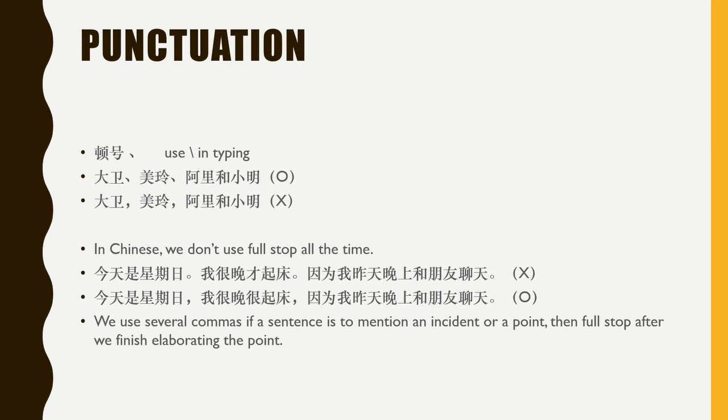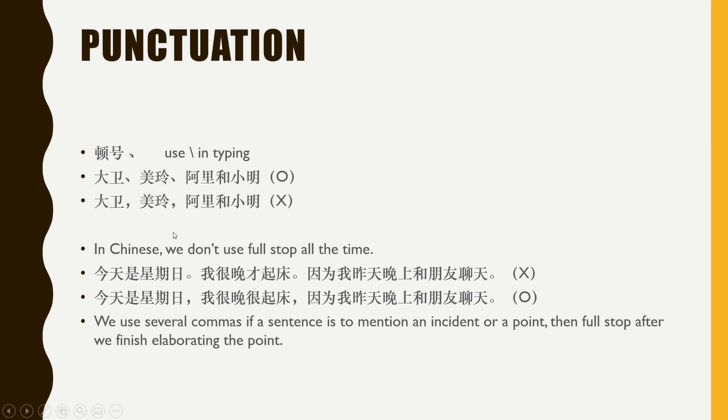In Chinese, when you want to list A, B, C, and D, let's say these a few persons: 大卫、美玲、阿里和小明. So after 大卫 you put 1 顿号. 美玲 then 顿号. Ali and 小明. So in Chinese we don't use comma, 大卫, 美玲, 阿里和小明. I can understand why you want to use this, but it's just not the way we use it in the Chinese world. So use 顿号.